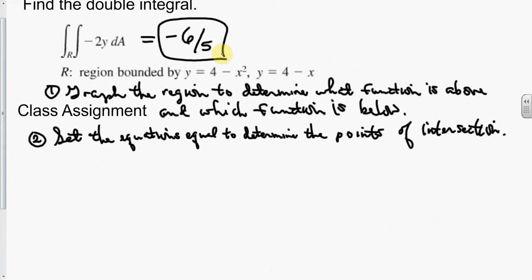What did you get for your points of intersection? 0 and 1? Yes, good. What's your lower function for y? 4 minus x. So the upper function is 4 minus x squared. Yes.